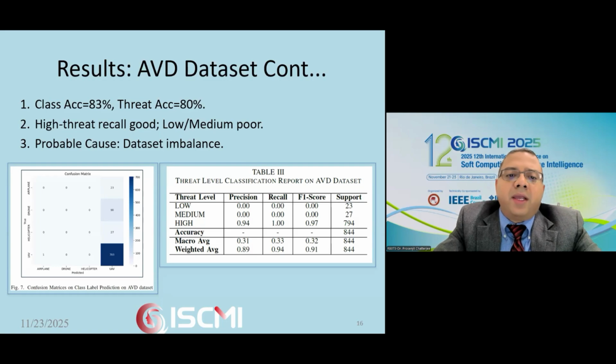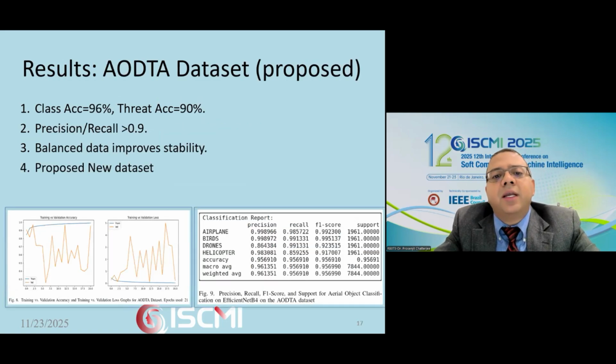On the AODTA dataset, which we proposed and implemented here, performance significantly improved, with 96% classification accuracy and 90% threat level accuracy. The precision and recall are almost going beyond 0.9, or 90%, across all 4 classes. This demonstrates the importance of a high quality, balanced dataset, which is very much required for airborne object detection and analysis research work.